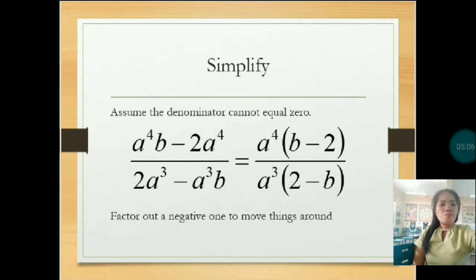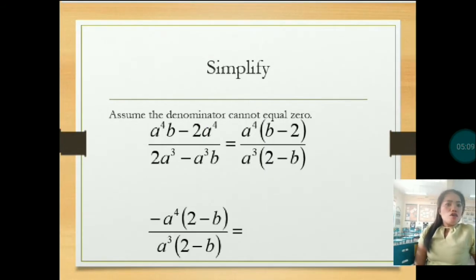We are going to get the common monomial factor in our numerator as well as our denominator. In a to the power of 4 b minus 2a to the power of 4, our common monomial factor is a to the power of 4. And our common monomial factor in our denominator, 2a cubed minus a cubed b, is a cubed.